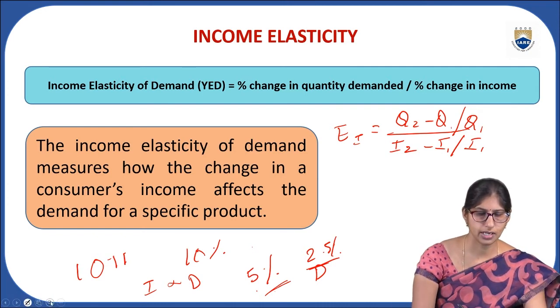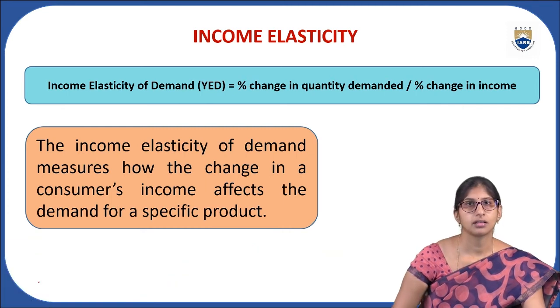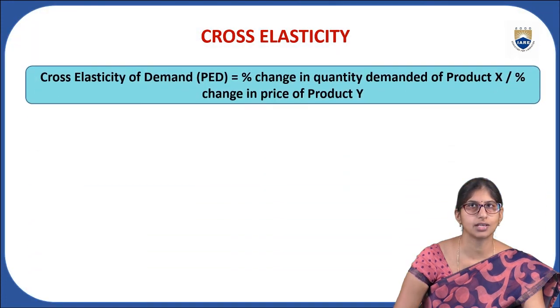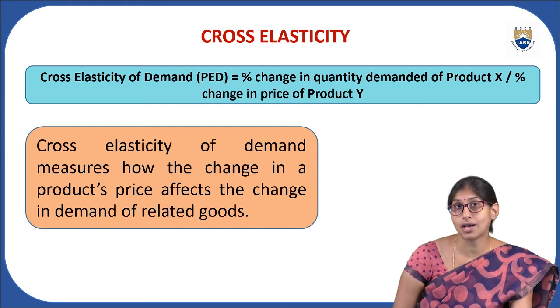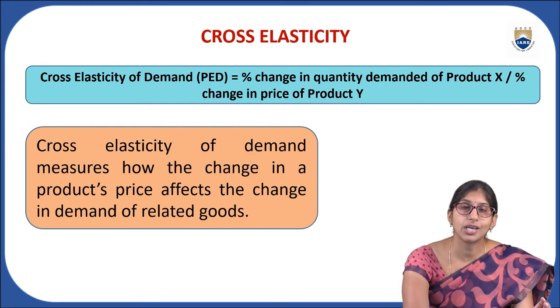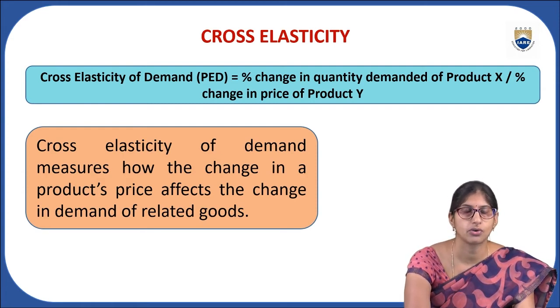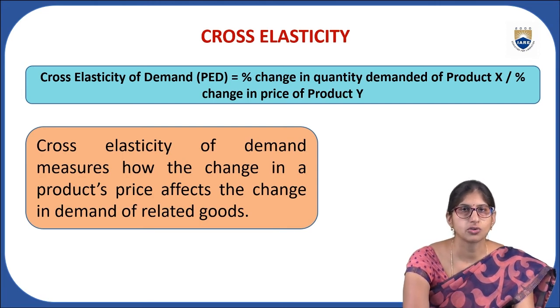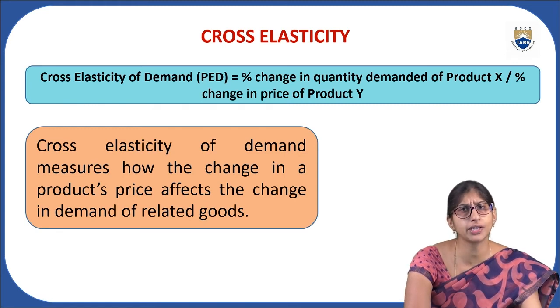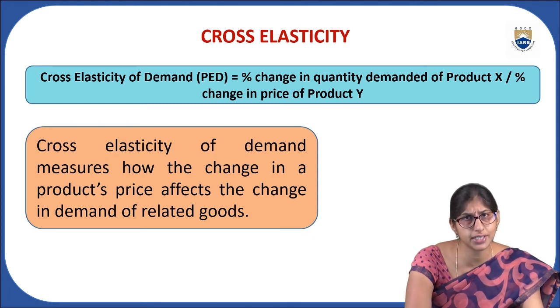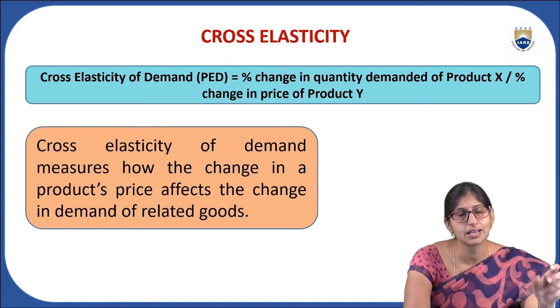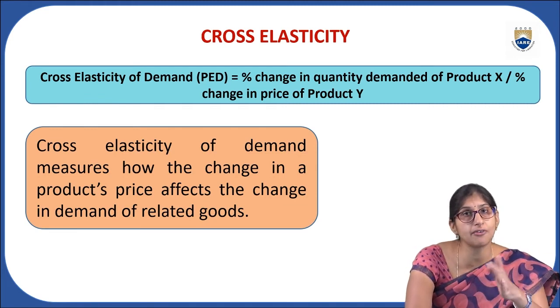Now coming to the next one, that is cross elasticity. What is this cross elasticity? Cross elasticity means we have related goods, right? What are related goods? We already discussed in the previous session: those are substitute goods and complementary goods. In case of substitute goods, when the price of coffee is increasing, we like to buy tea. When the price of tea is increasing, we like to buy coffee, right? So when the price of one particular good is increasing, that is affecting the demand for some other good.